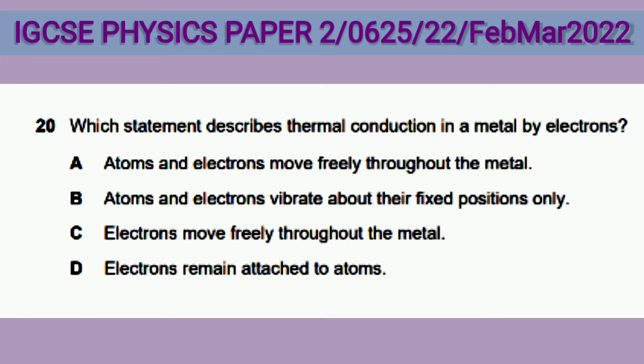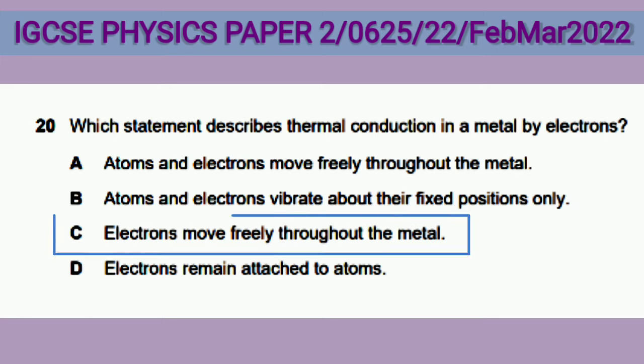Option C. Electrons move freely throughout the metal. This is correct statement. Let us check D also. Electrons remain attached to atoms. Electrons from outermost shell or valence shell are free to move throughout the metal. So statement D is incorrect. So correct answer here is option C. Electrons move freely throughout the metal.